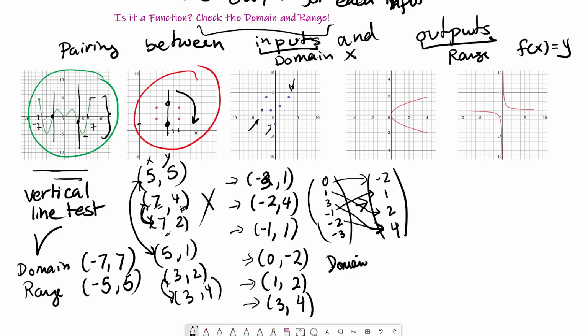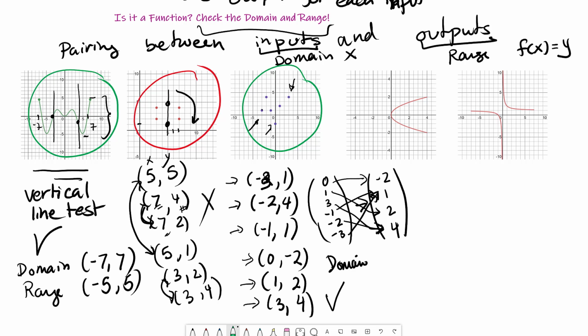So there are 2 numbers that go to 4. And minus 3 also goes to 1. So we have 2 x's that go to 1 and 2 x's that go to 4. But that's okay, because we can have multiple x's going to the same number in the range. So multiple values in the domain go to the same value in the range. So this is a function. So let's circle that in green.